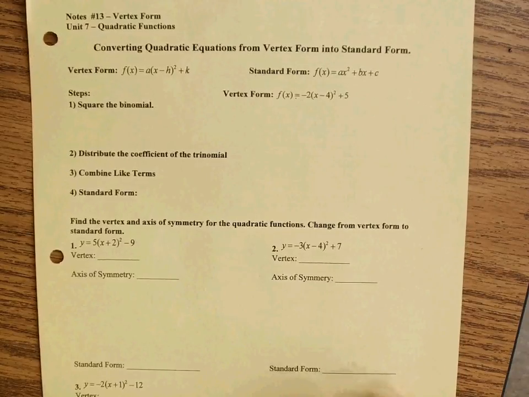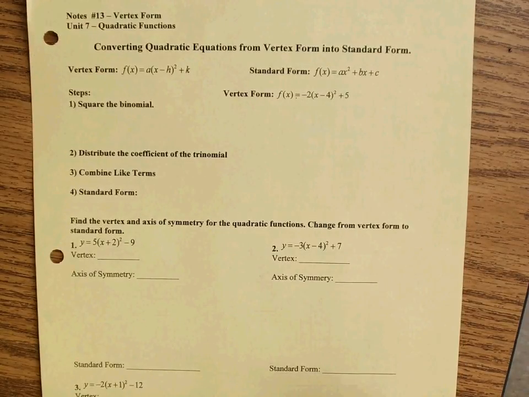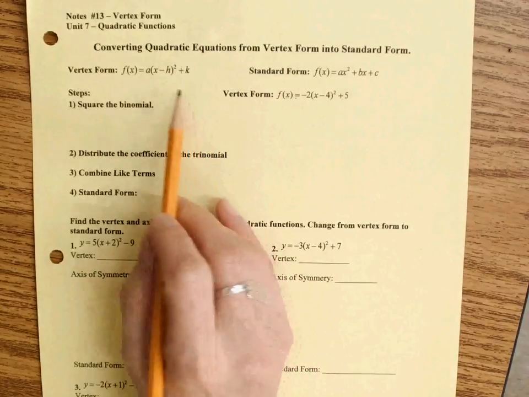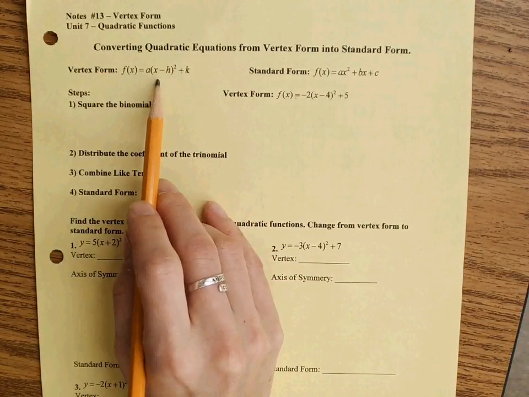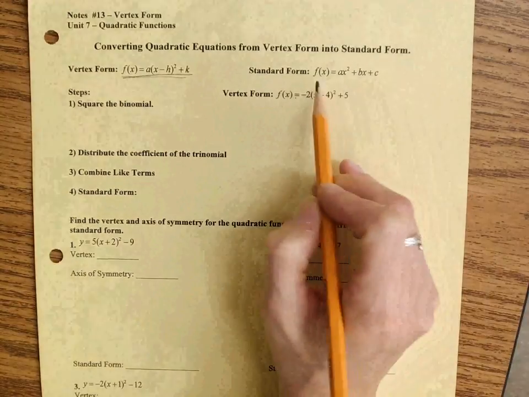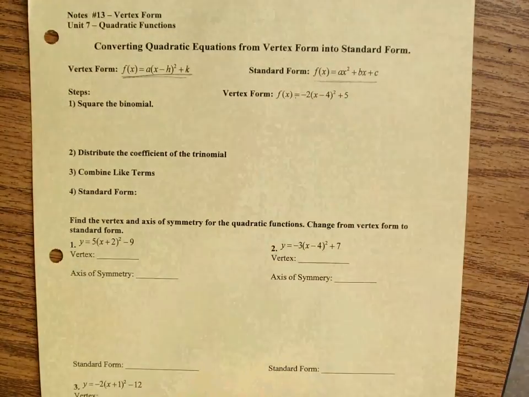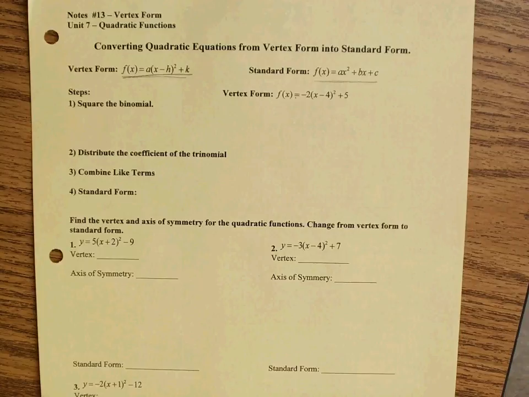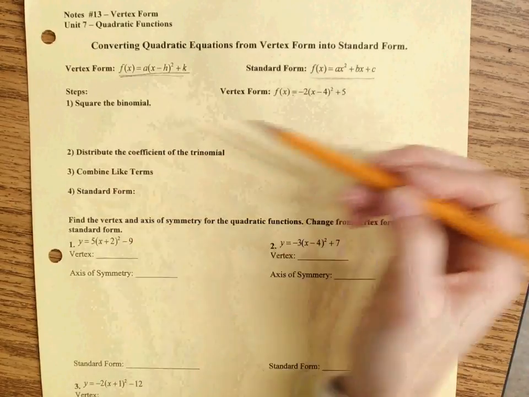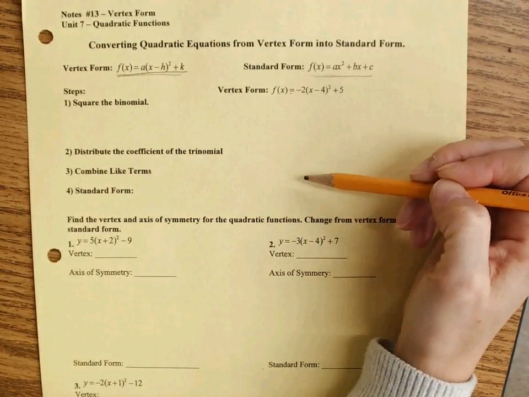Let's go ahead and move on with our next set of notes talking about vertex form. With vertex form with quadratic functions, we are converting from vertex to standard form. What I'm going to start with is we have vertex form right here. You saw this with our transformations, and then here's standard form. With our conversion, I have written down the steps that you need to follow, and we'll do an example together right here on the other side.